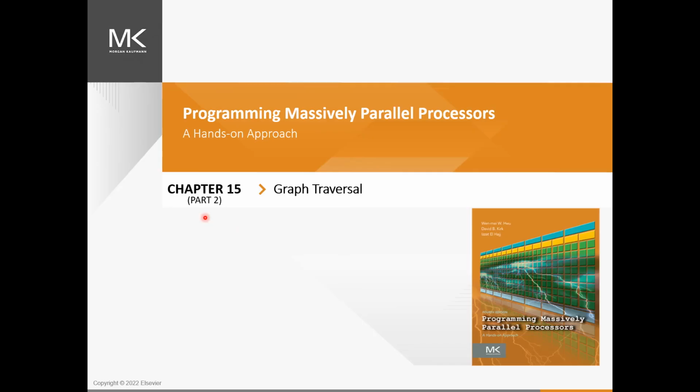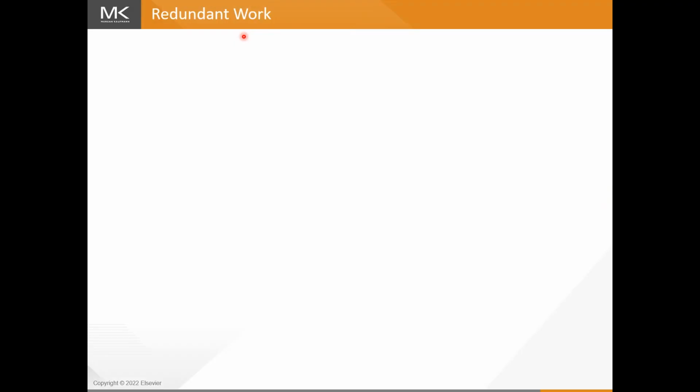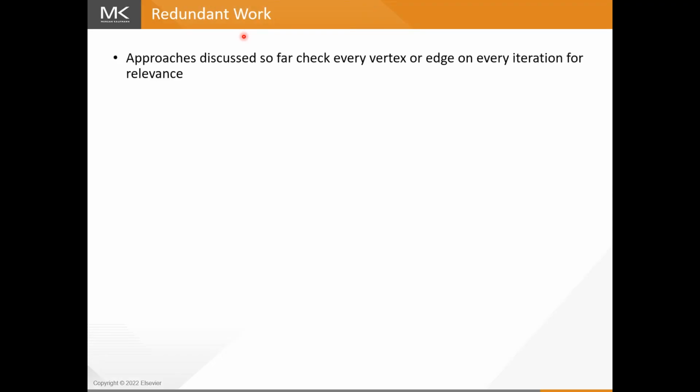And we're going to start by talking about an observation that many of you made last time, which is that all these approaches perform a lot of redundant work, right? Many of you observed that in the approaches we discussed last time, we launch a thread for every vertex on every iteration for the vertex-centric approaches. For the edge-centric approach, we launch a thread for every edge on every iteration. And many of these threads end up not doing anything because their vertex or their edges are not relevant to that particular iteration. So the approaches we discussed check every vertex or edge in every iteration.